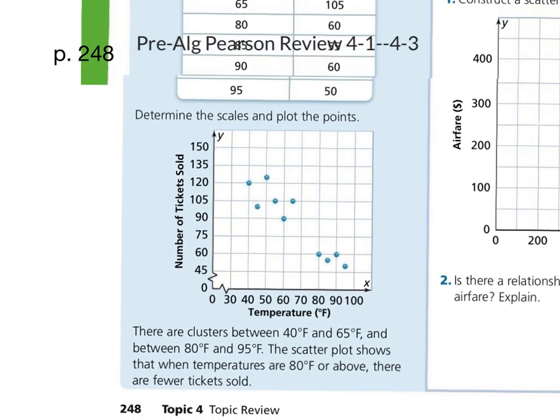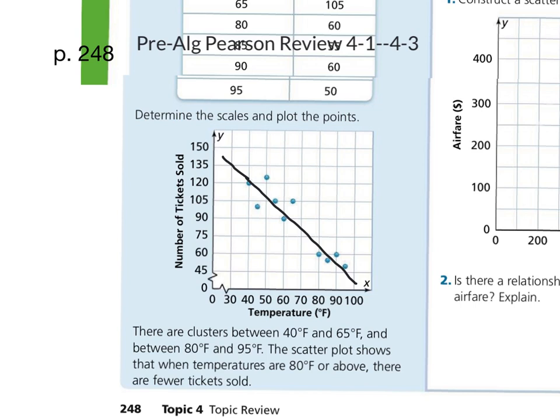So if you look at this, it does look like there is some kind of a relationship here. We could draw a trend line that kind of approximates these. If we draw a line something like this, that would kind of approximate what's happening with the temperature and the tickets sold.